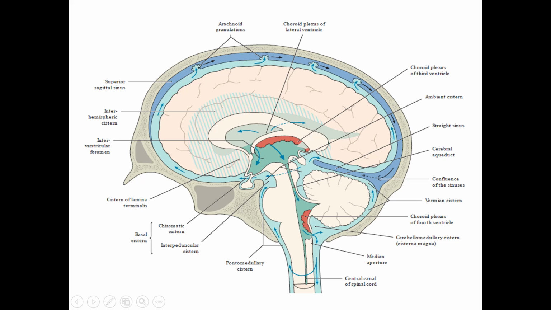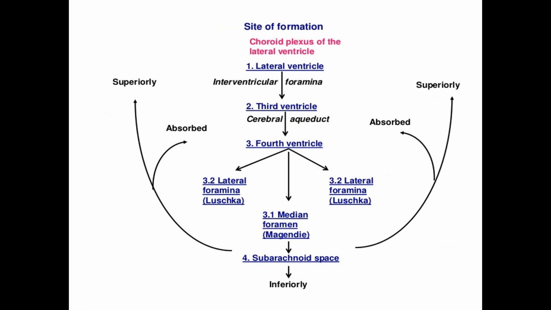From there, CSF with the help of these systems goes into the arachnoid villi. These arachnoid villi, or arachnoid granulations, are the site of CSF absorption. This means CSF is absorbed through these arachnoid granulations. So again in this picture you can see that we have shown the pathway and the site of formation.